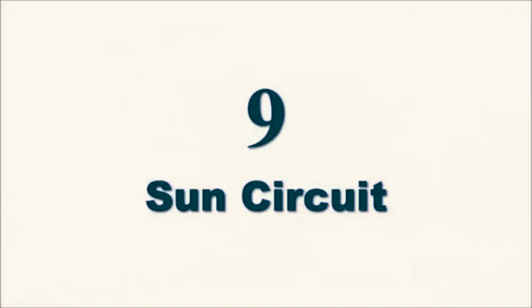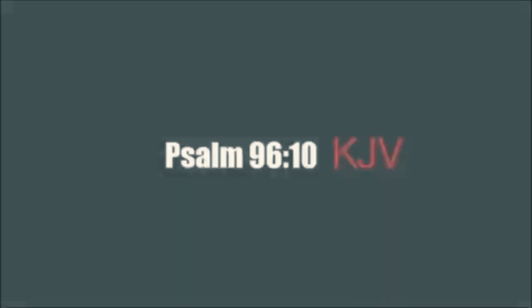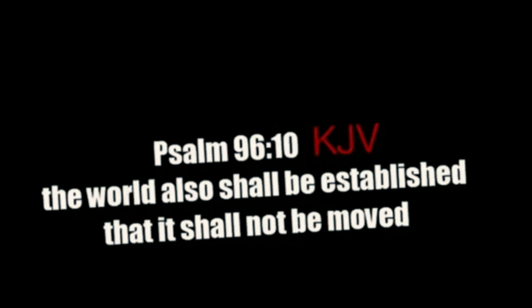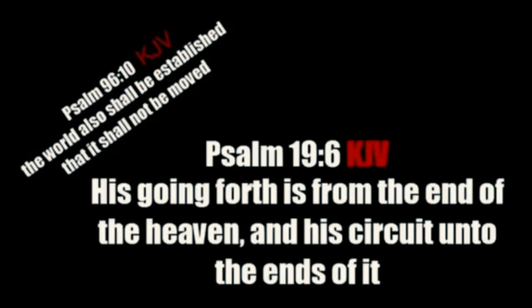Number 9, sun circuit. Psalm 96 verse 10, "The world also shall be established, that it shall not be moved." King James Version. Equally, that verse could support a ball-shaped earth, but it eliminates the possibility of the earth going around the sun. Bear that in mind for a moment. Psalm 19 verse 6, talking about the sun, "His going forth is from the end of heaven, and his circuit unto the ends of it, and there is nothing hid from the heat thereof."